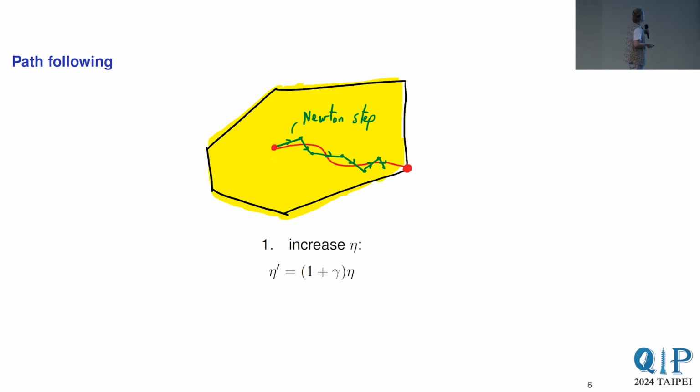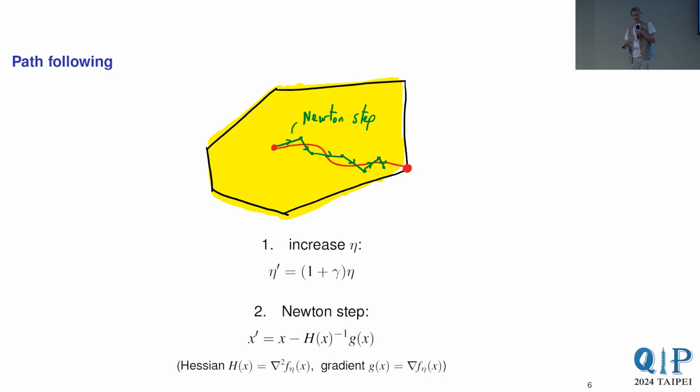More specifically, path following is the following idea. We start from some small but non-zero eta, so that if we start in this point, we're kind of close to the optimizer, and then we increase eta, so that the new minimizer kind of moves along the central path. And then we implement a Newton step. So we update our x to a new point, and we implement a Newton step with respect to the function f eta. Okay, so this Newton step is very important throughout this talk.